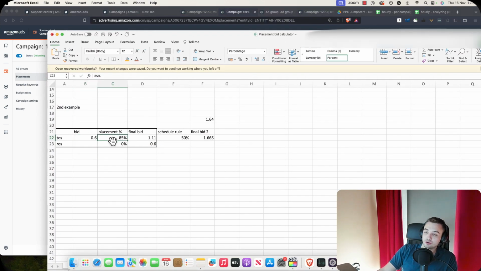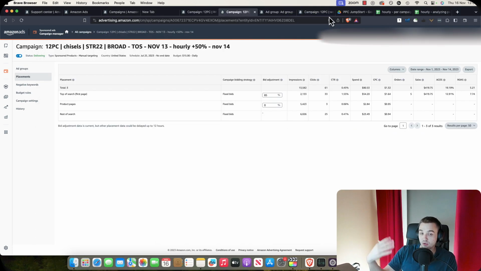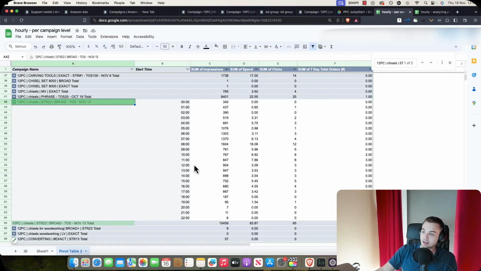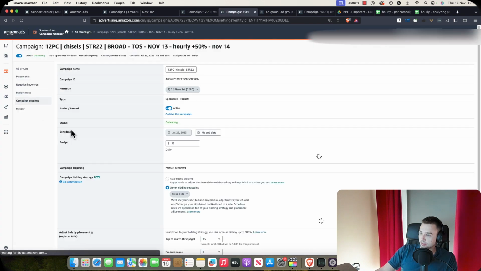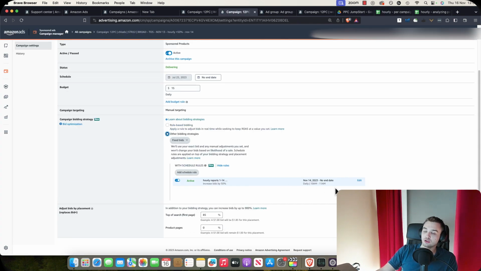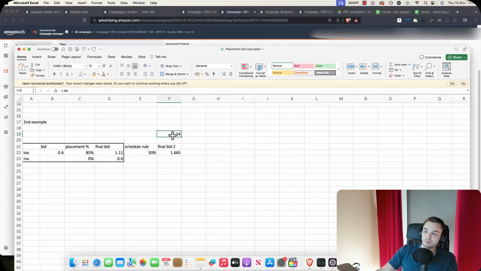So we would keep the top of search and we would add the scheduling rule. What's going to happen for the next 2 weeks is that this campaign will show up in the auction only during specific times of the day, supposedly the ones that work best based on our data. Again, 10 to 11 a.m. I have it set up right here. In these times of the day, 10 to 11, our bid is going to be $1.64 on top of search, and this will result in impressions, clicks, and orders.